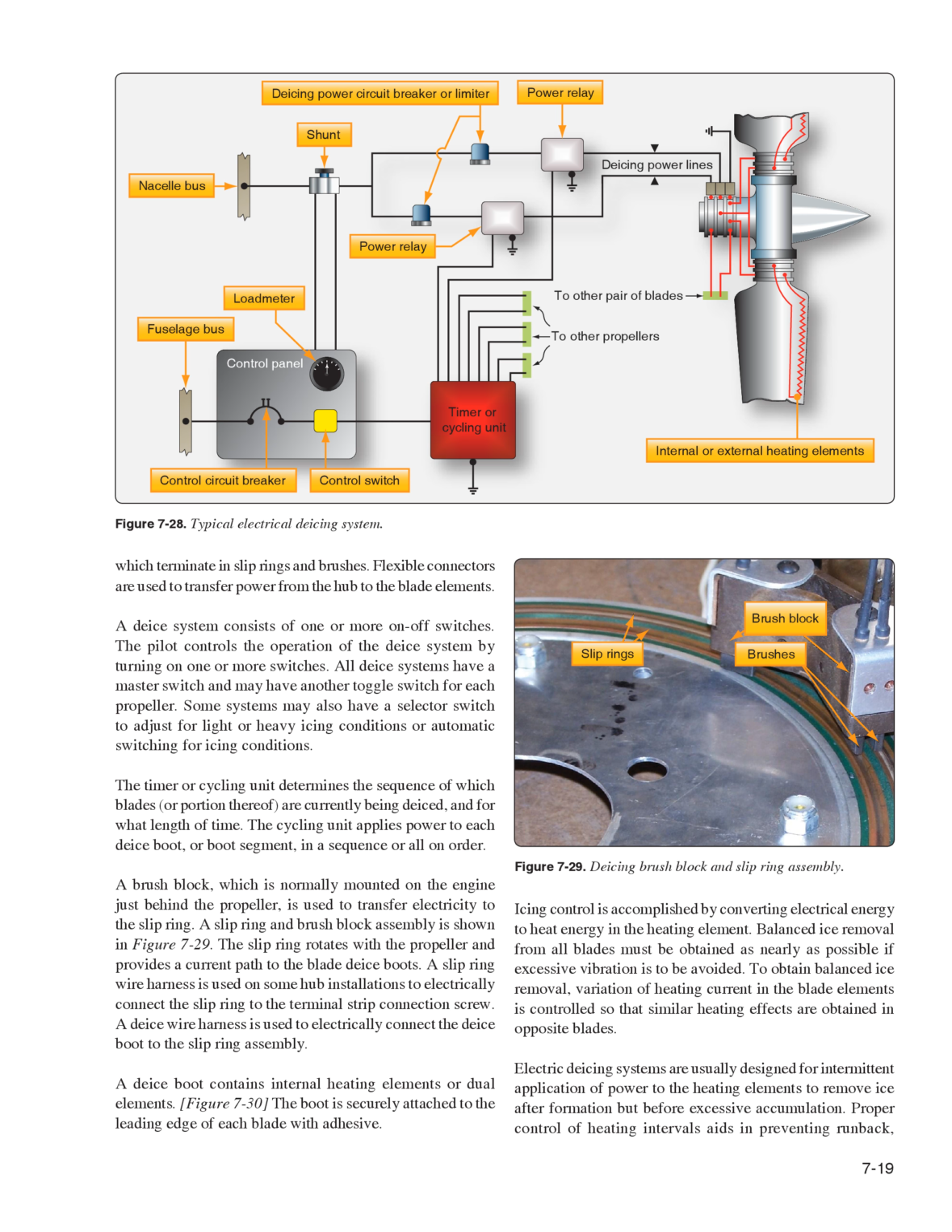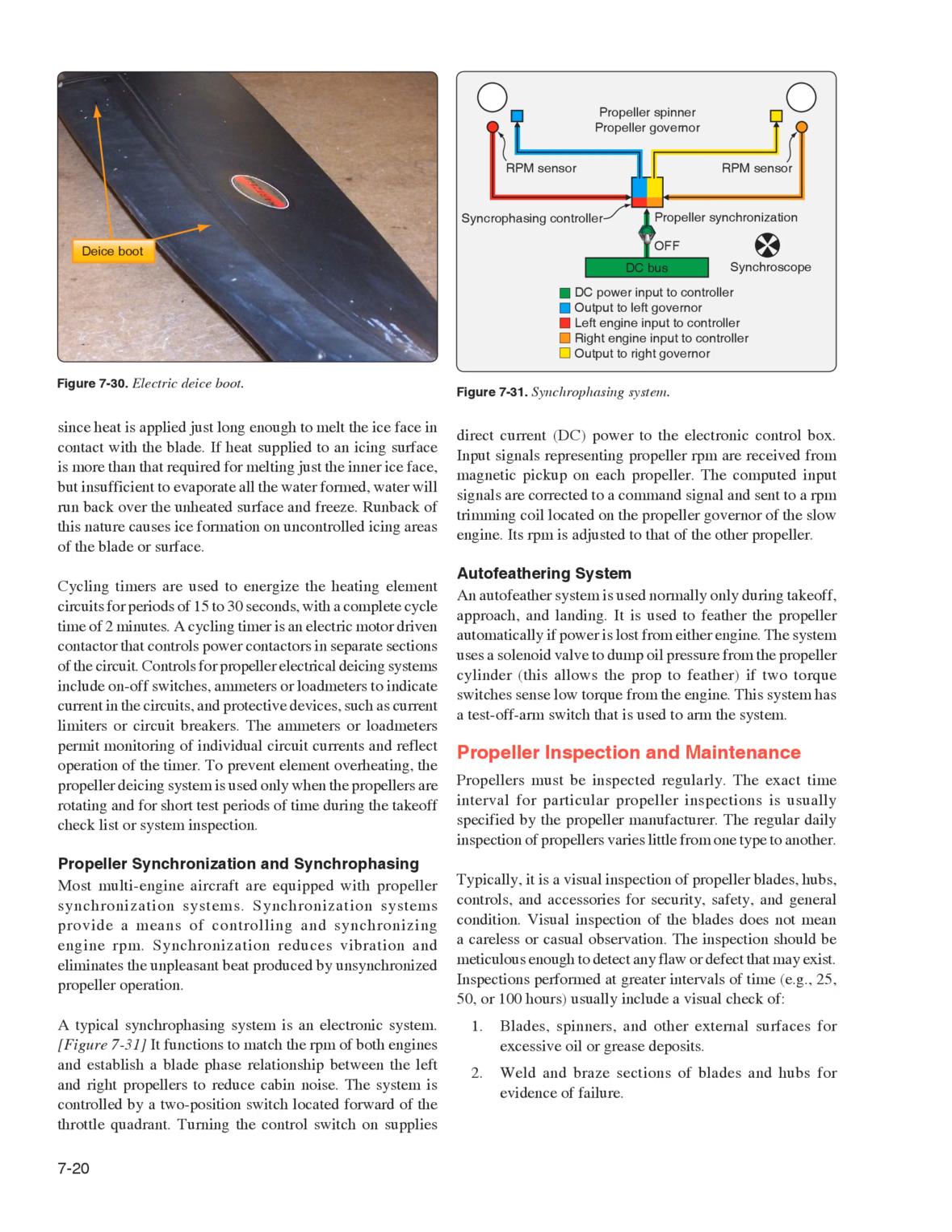Electric deicing systems are usually designed for intermittent application of power to the heating elements to remove ice after formation but before excessive accumulation. Proper control of heating intervals aids in preventing runback. If heat is more than that required for melting just the inner ice face, but insufficient to evaporate all the water formed, water will run back over the unheated surface and freeze. Runback of this nature causes ice formation on uncontrolled icing areas of the blade or surface.